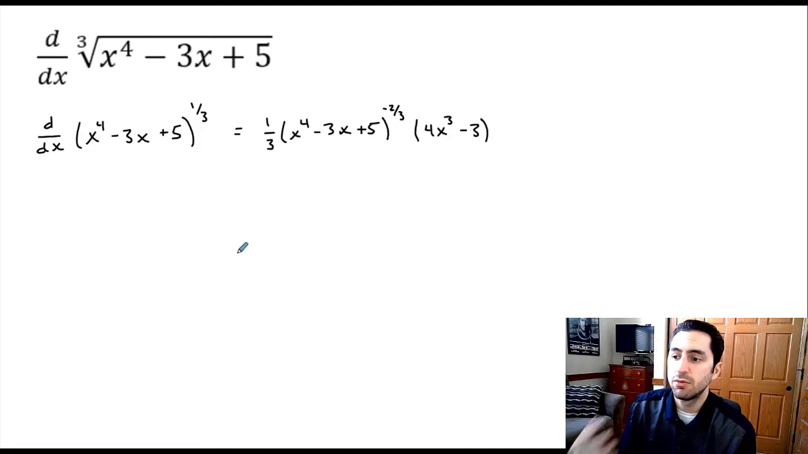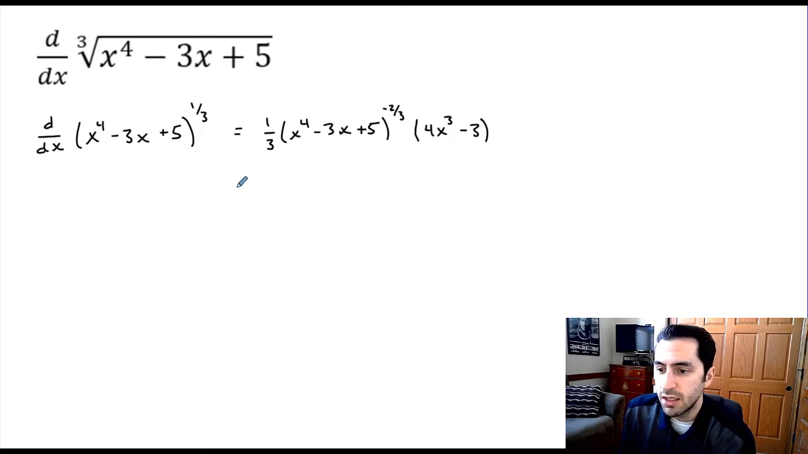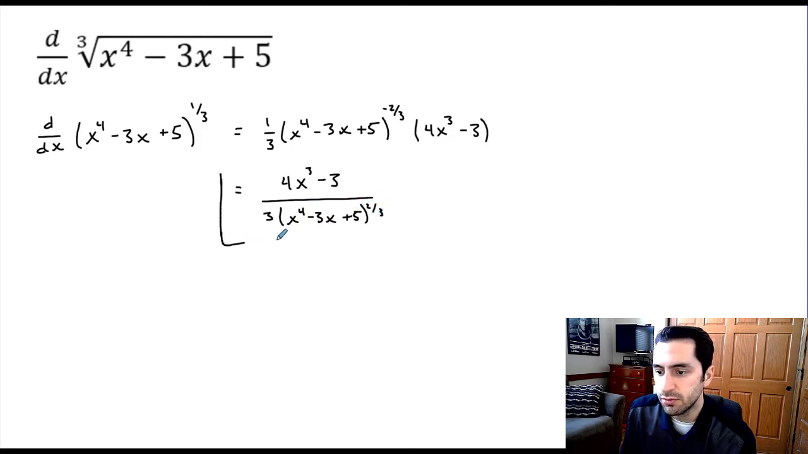Now in this case, we will do a little bit of rewriting. So instead of that negative exponent, let's move that down into the denominator. And I do have a fraction of 1/3 here, so the 3 will also be in the denominator. So I have 4x cubed minus 3 in my numerator. And then the denominator of this fraction, we have our 3 from our 1/3. And then we'll put x to the 4th minus 3x plus 5 to the positive 2/3 power.